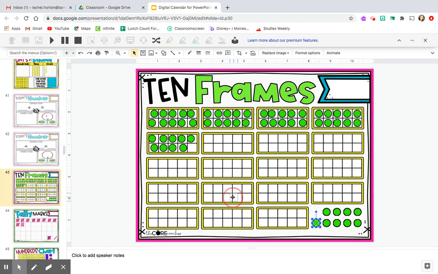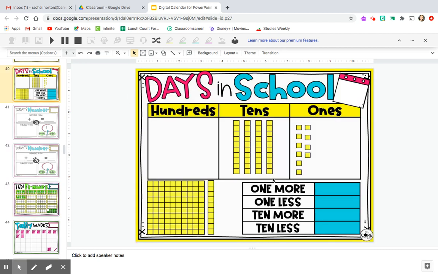All right, so let's add another 10 frame here, or I'm sorry, circle. Look at there. All of our 10 frames right now that we have circles in are filled up. So we could count by tens. 10, 20, 30, 40, 50. Let's go back. We're going to do something pretty cool. So we have 10 squares here.